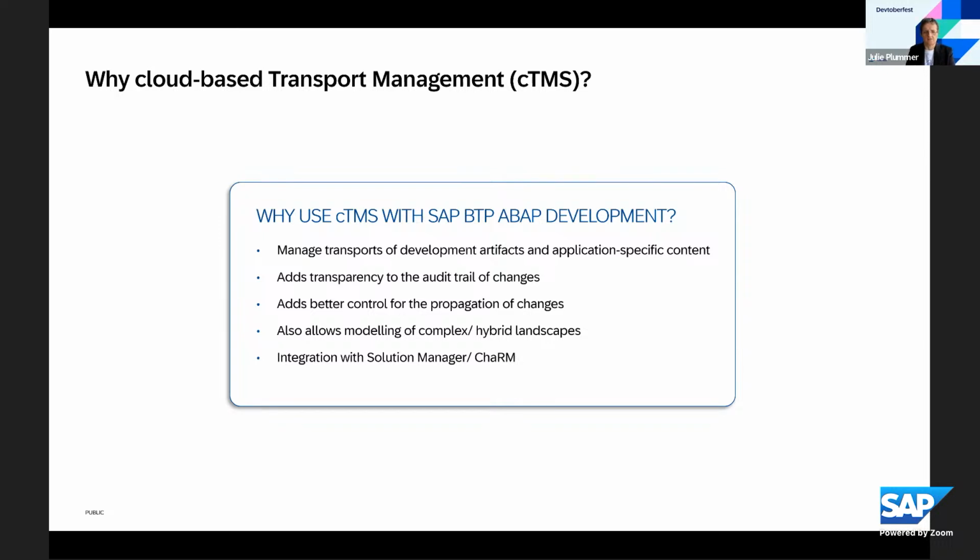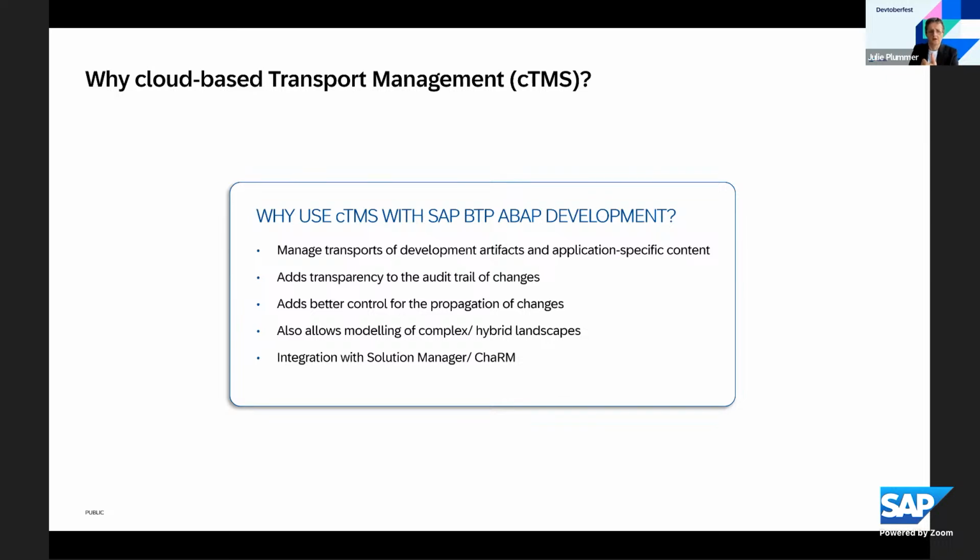That allows modeling of complex landscapes, so you can have several downstream systems. If you've created a new feature in a dev system, you can model a complex set of transport nodes and import your new feature into several downstream landscapes at once. And last but not least, it allows you to integrate your transport management with SAP Solution Manager 7.2, which in itself includes ChaRM 4.5. So that's why we're doing it.